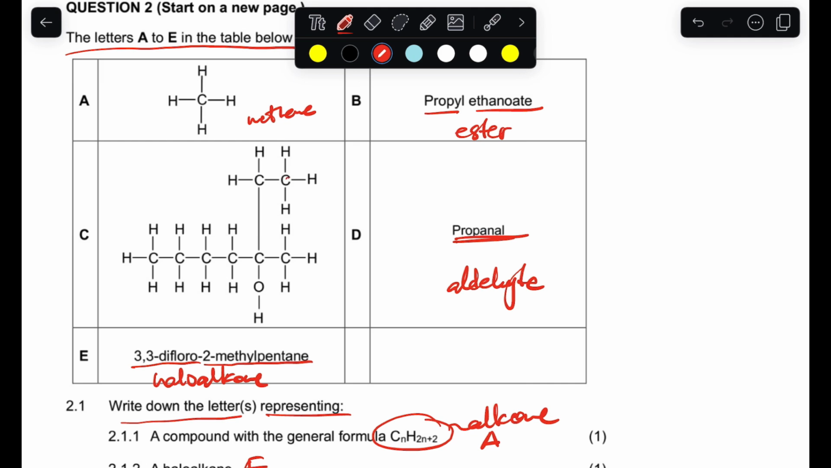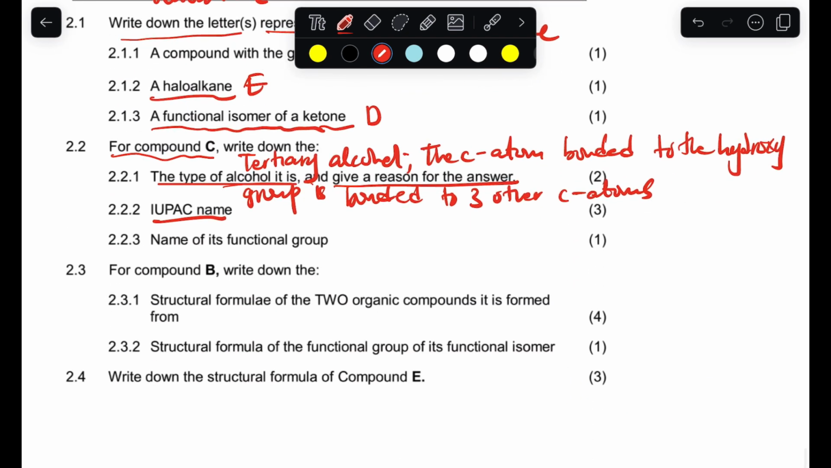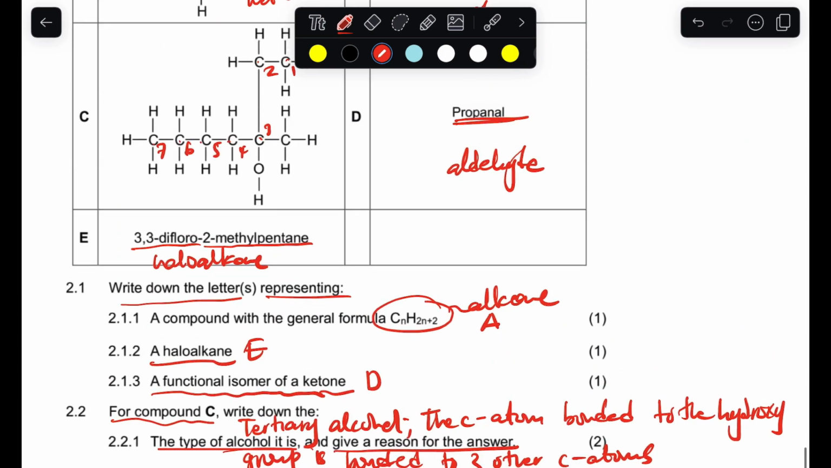The OH is on carbon 3. From this side, it's 1, 2, 3, 4, 5. So our carbon 1 is this one, 2, 3, 4, 5, 6, 7. So naming this one, I'm going to name it here, not down there. So we are answering 2.2.2.